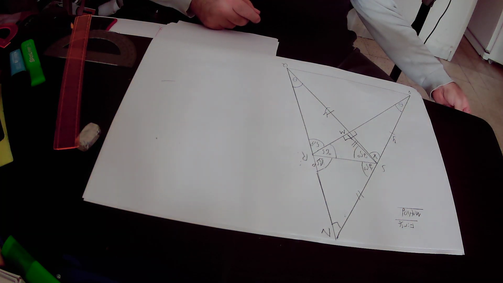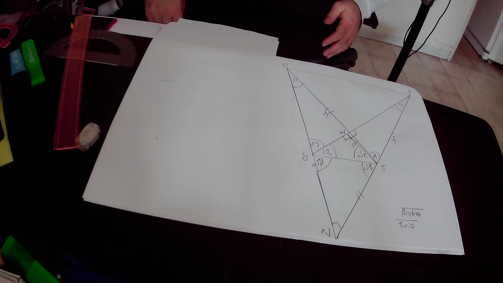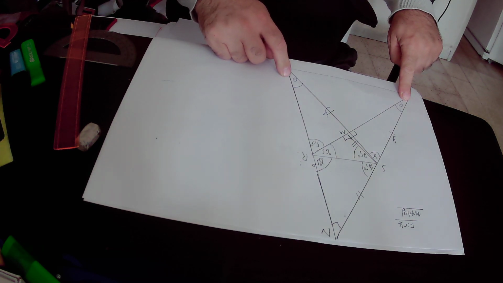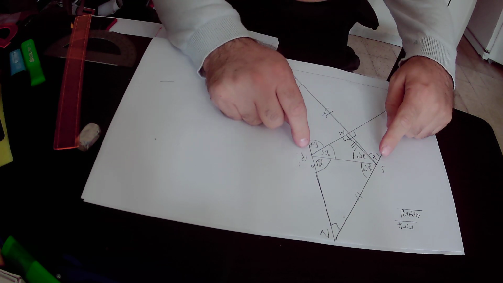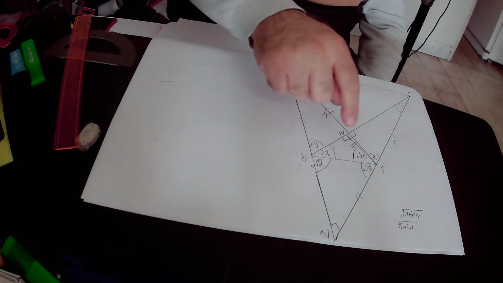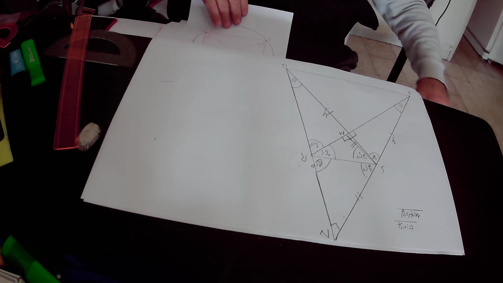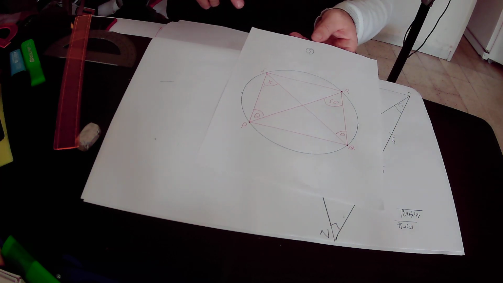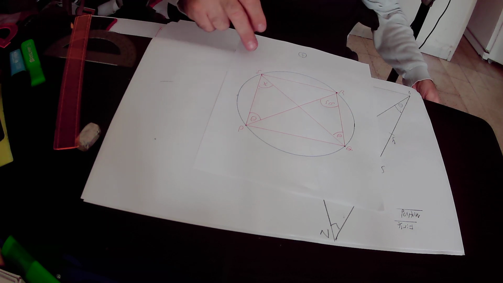And then we have rule number one. Rule number one states that if a line segment subtends two equal angles on the same side, then the 4 points lie on a circle. So we have here two angles that are equal to each other, they're both equal to theta, and they subtend the same line segment SR. Therefore, according to rule number one, points S, R, P, and Q lie on a circle.